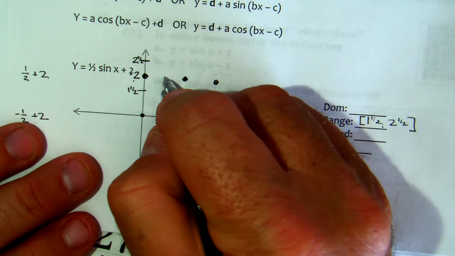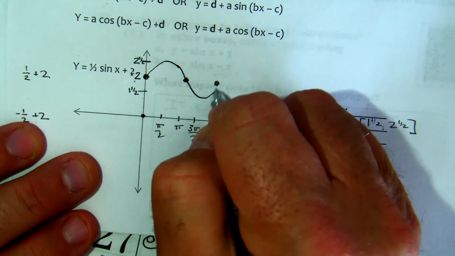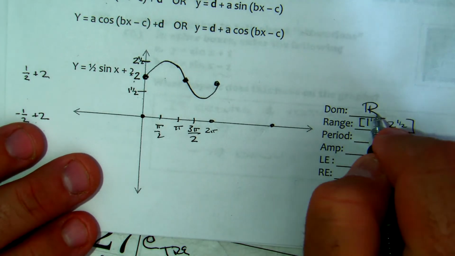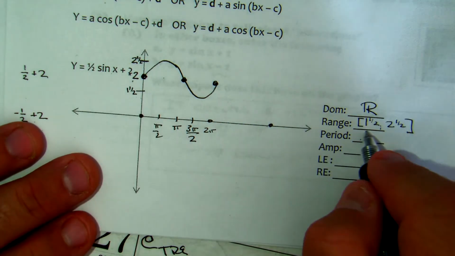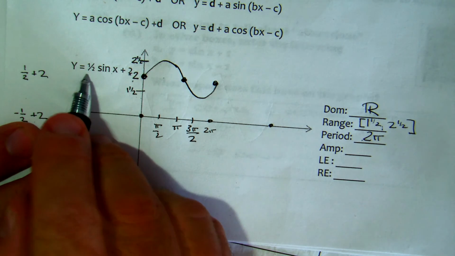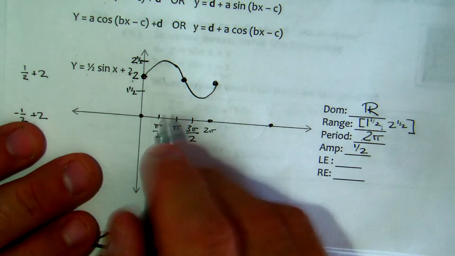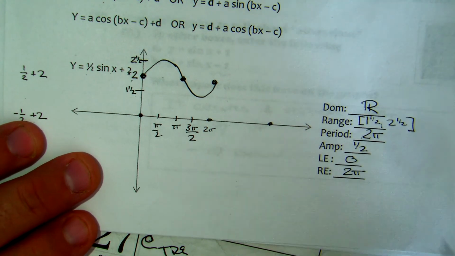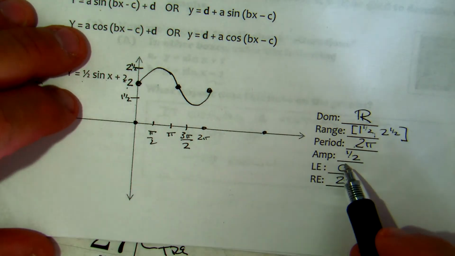Okay, there's my quarter point. It's going to reach its max. Back to 0, minimum, boom. I have my graph. The domain, what a surprise, all real numbers. The period, since there's no coefficient of x, is 2 pi. The amplitude, the number right in front of it, is 1/2. The left endpoint, because there's no horizontal shift, is 0, and the right endpoint is 2 pi. All right? Unless there's a shift, that will always be 0, and that will always be the end of the period.